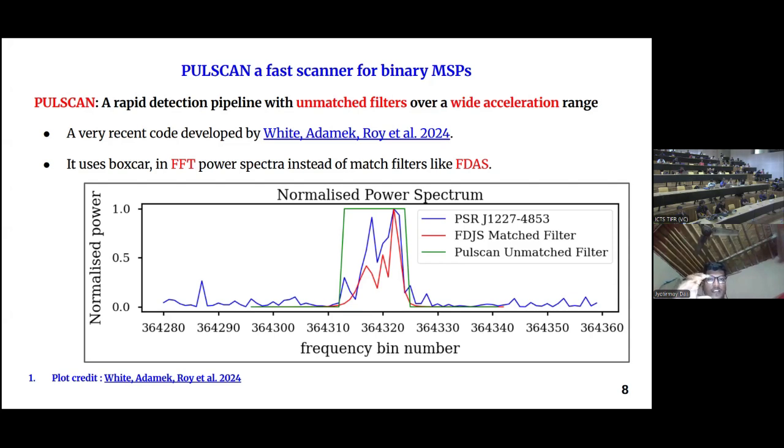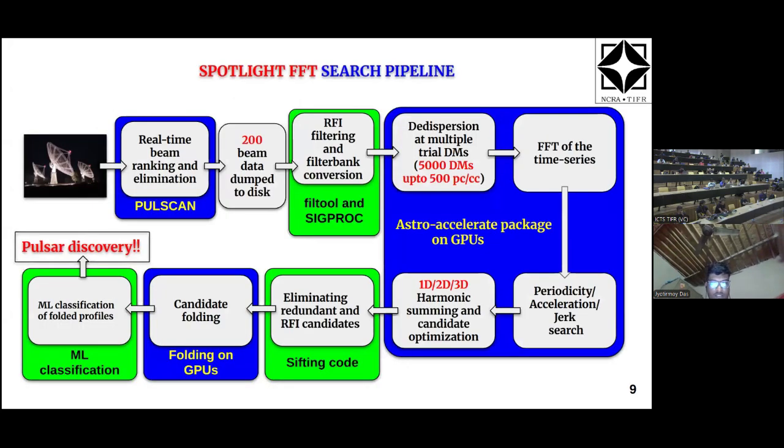If we can use this tool in real time to scan over all the beams, all 2000 beams, to detect if there are pulsar-like signals in some of the beams, we can take out those beams and store them for further high sensitivity search. Now, this is the pipeline.